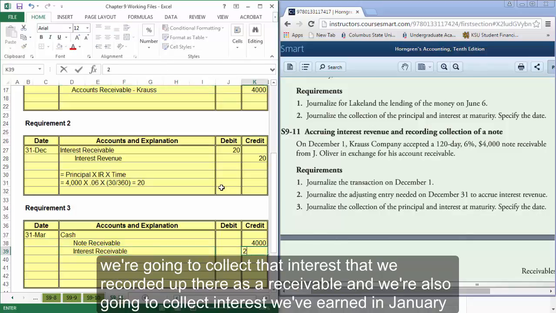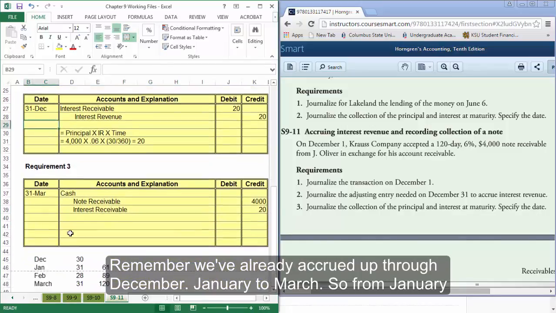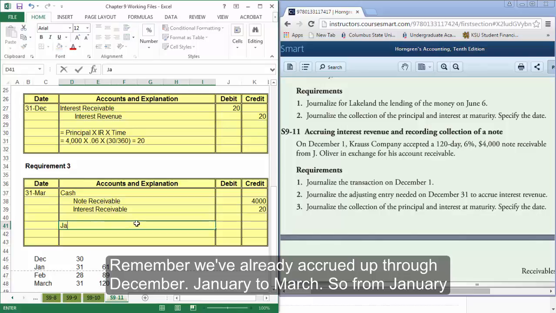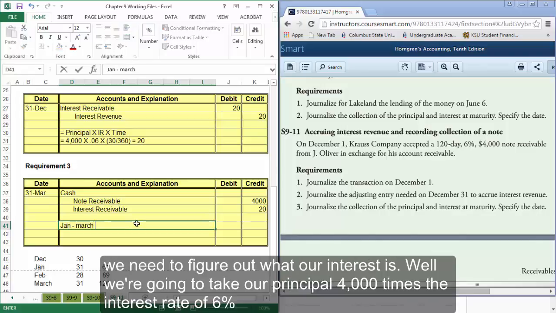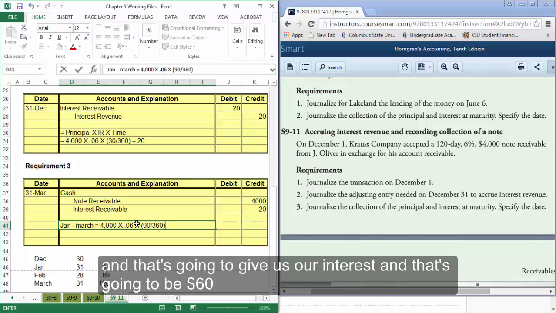And we're also going to collect interest we've earned from January. Remember, we've already accrued up through December, so from January to March, we need to figure out what our interest is. Well, we're going to take our principal, $4,000, times the interest rate of 6%, times the rest of the time we've had the note from January to March. That would be 90 days. And that's going to give us our interest. And that's going to be $60.